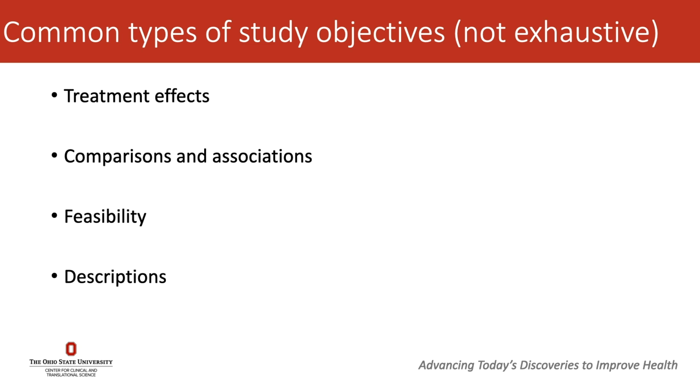I will discuss 4 types of objectives that I often see in my work with the medical center. This is not an exhaustive list of types, or even the types I have seen, but the concepts presented here should be transferable to a wide range of objectives. These common objectives relate to treatment effects, comparisons and associations, feasibility, and descriptions.